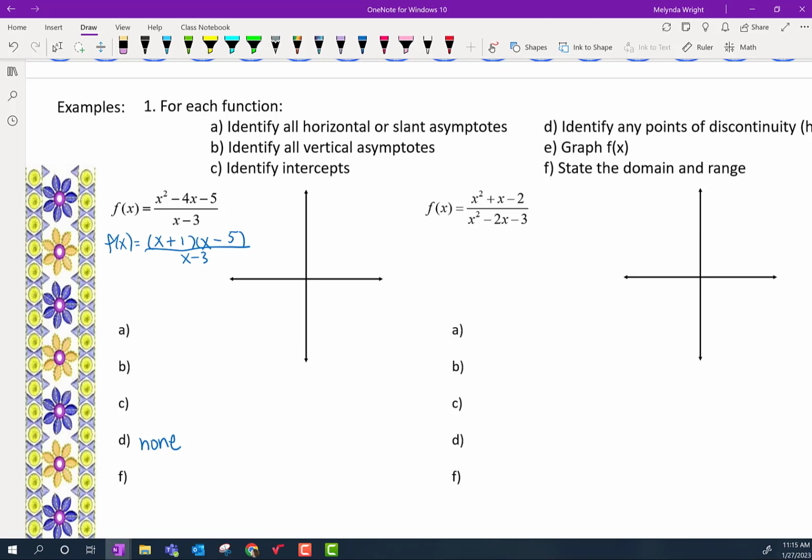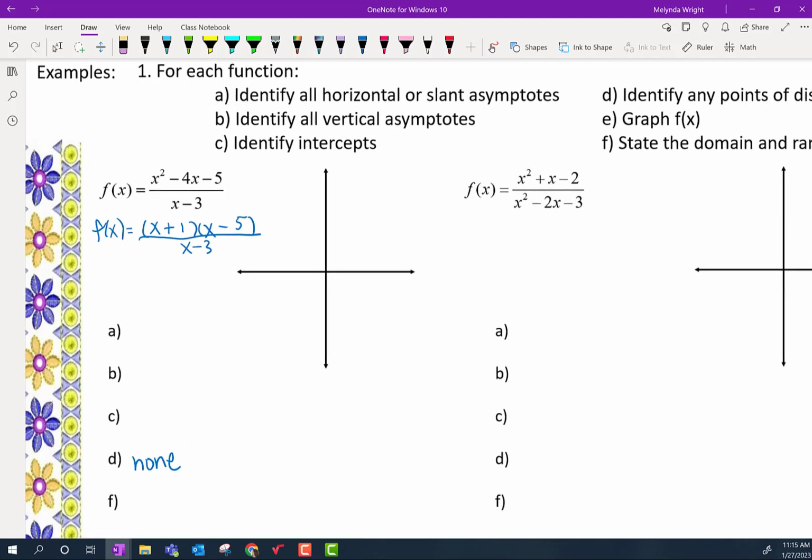All right, so now let's work on horizontal or slant asymptotes. Let's look at the exponents. This is a 2, and this is a 1. So the numerator is 1 more than the denominator. Do we remember what kind of asymptote that is? Is that a horizontal or a slant? It's a slant, so that means we're going to have to do long division to find the equation.